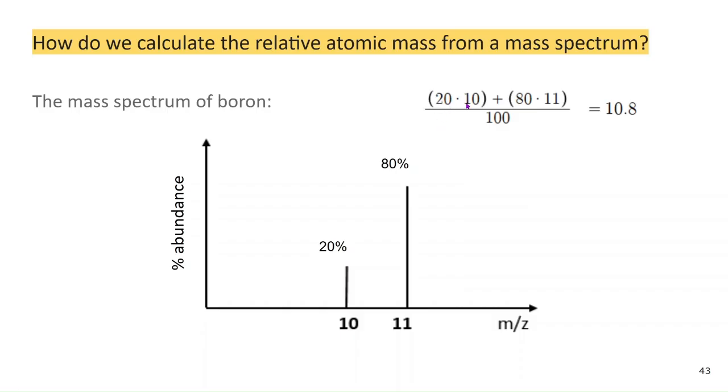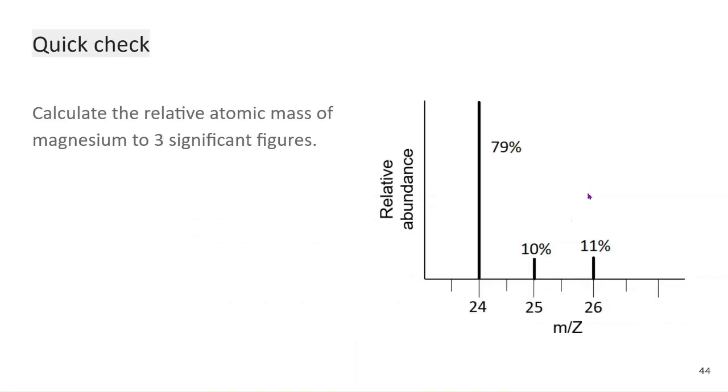20% of the sample is boron 10, so we're multiplying those together. 80% of the sample is boron 11, and multiply those together. Divide by 100, and we get 10.8 for the relative atomic mass. So let's do another one.